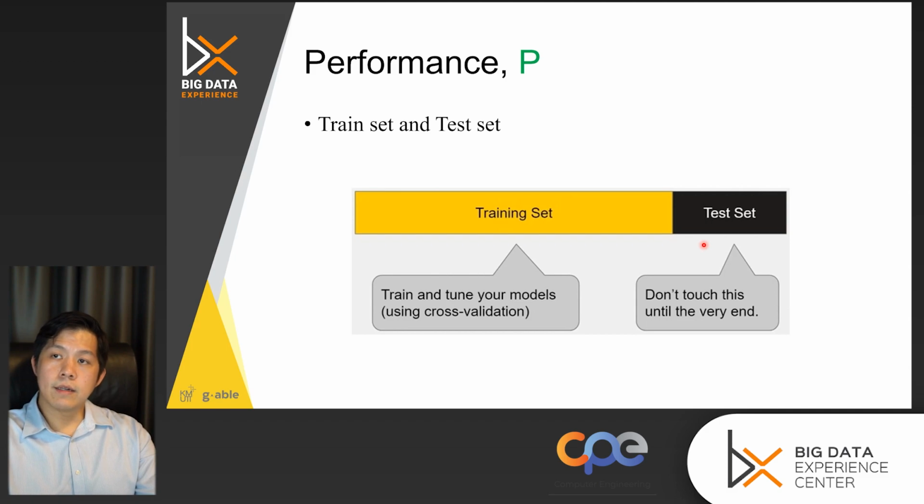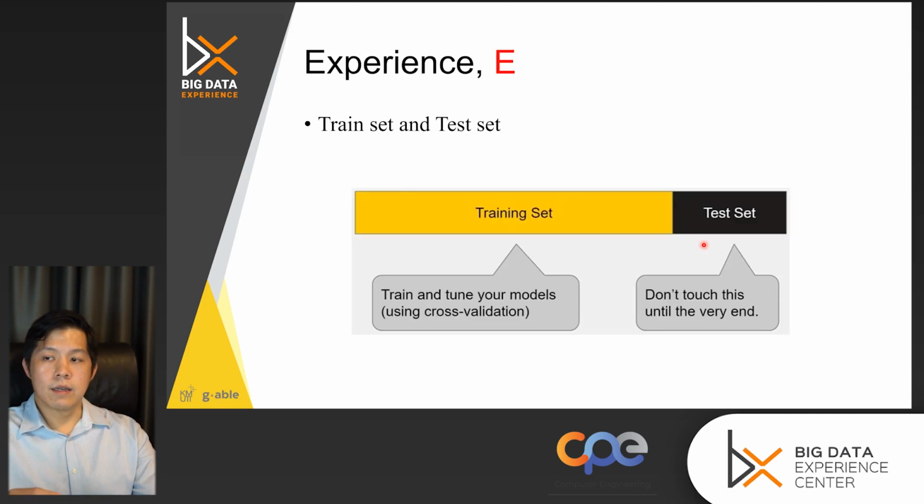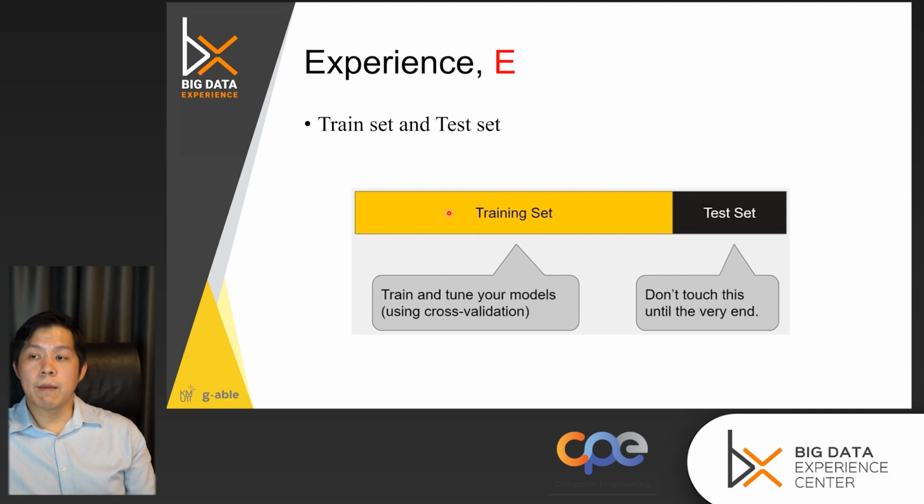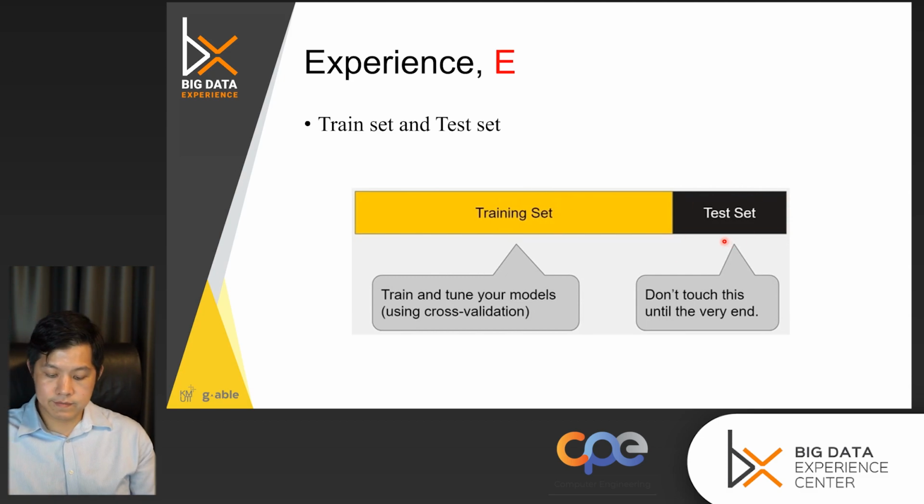Okay, and this is actually not the performance. Well, this is the experience. I forgot to share it, because when you give the data to the model, the data itself will become the experience that the model has to learn from. It has to learn from the training set to capture the patterns and perform prediction with the test set.